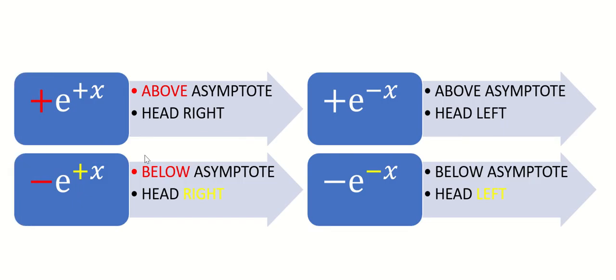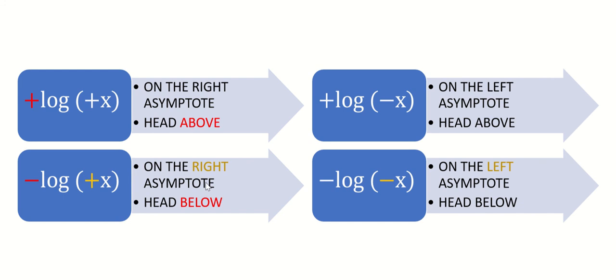Same with the second one. Below asymptote and head right for exponential, and for logarithm it will exchange: we will have the right asymptote and the head is below. As you can see, for exponential and logarithm, the characteristics will be exchanged. So these are the hints for you if you want to know how the graph looks, or you can do it according to the steps as I taught you before.